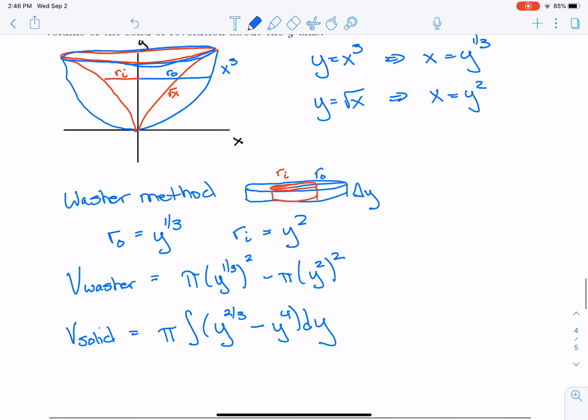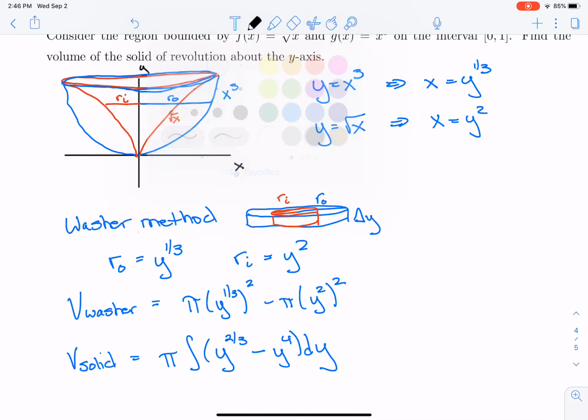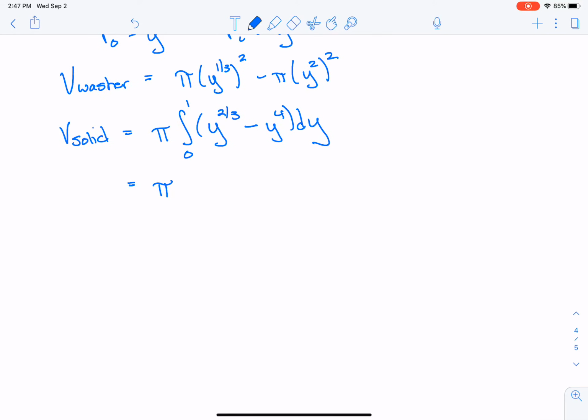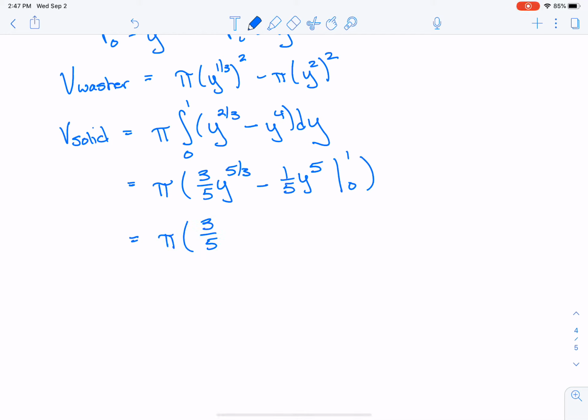Now the limits of integration are going to be the y values here. They go from 0 to where these two curves intersect. These two curves intersect here at 1, 1. So y is going to go from 0 to 1. Okay, all that's left now is to find the integral. So we're going to do pi times y to the 2/3. The antiderivative is 3/5 y to the 5/3 minus 1/5 y to the 5th, that for the y to the 4th antiderivative, and we're going to evaluate from 0 to 1. So this is actually going to be pi times 3/5 minus 1/5. So the volume of this solid is actually 2/5 pi.